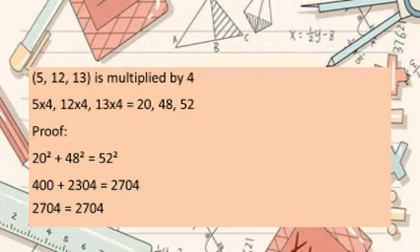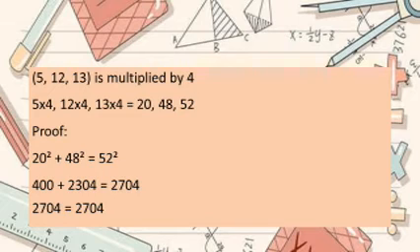Let a equals 20, b equals 48, and c equals 52. Evaluate the formula. It will become 20 squared plus 48 squared equals 52 squared. Then simplify. We will now have 400 plus 2304 equals 2704, or 2704 equals 2704. The result is also a Pythagorean triple.